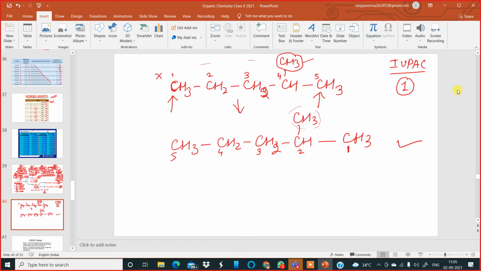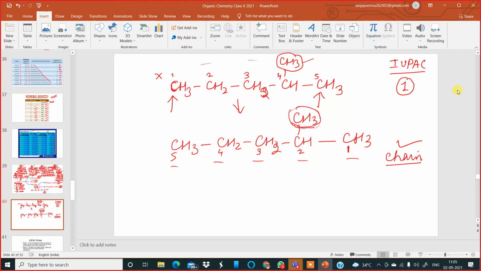So after numbering, we see that there are 5 carbon atoms on the chain. The chain has how many carbon atoms? Five carbon atoms. So we won't count the upper carbon. We will not count this carbon atom because it is an alkyl group. It is branching the chain into an alkyl group. So we will not count this carbon atom.